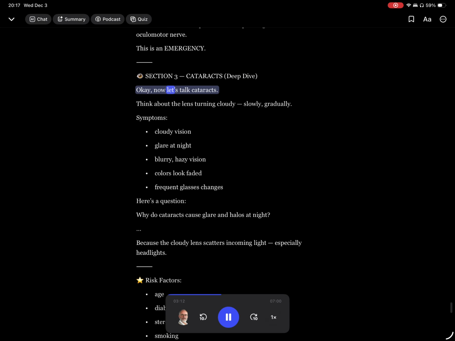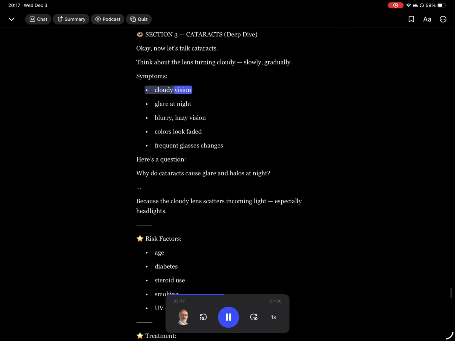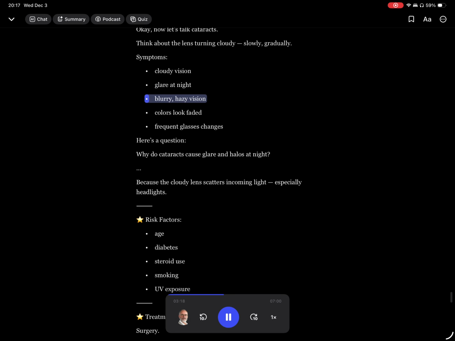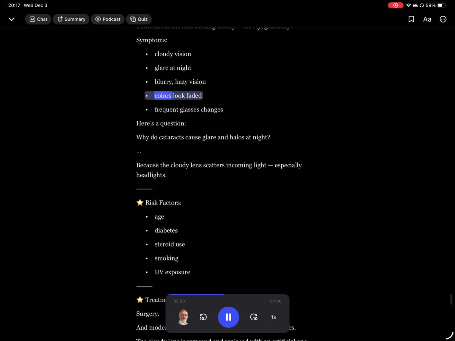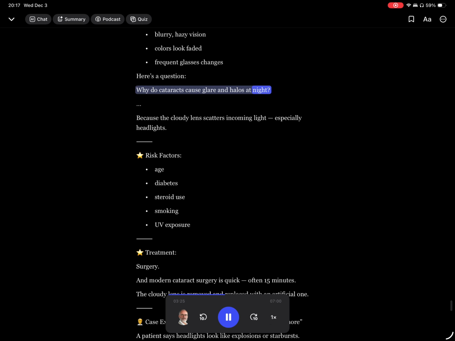Section 3, cataracts. Okay, now let's talk cataracts. Think about the lens turning cloudy, slowly, gradually. Symptoms: cloudy vision, glare at night, blurry, hazy vision, colors look faded, frequent glasses changes. Here's a question. Why do cataracts cause glare and halos at night?